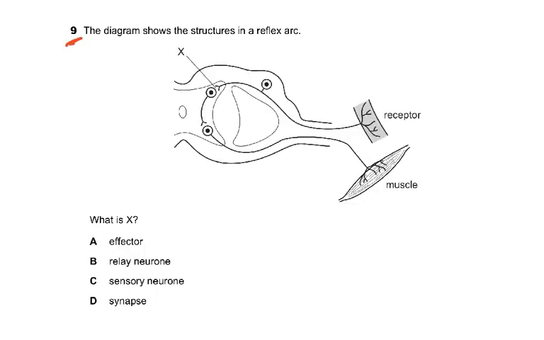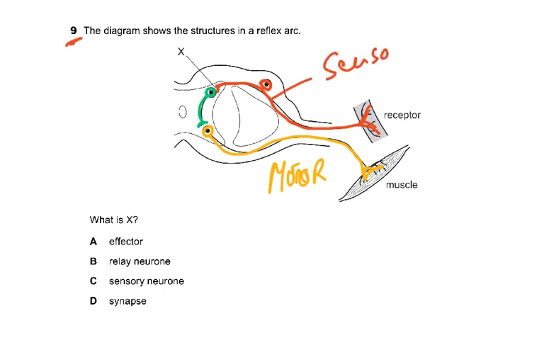Question number 9. The diagram shows the structures in a reflex arc. So if this is the receptor, then this is the sensory neuron. And the cell body is in the dorsal root ganglion. And then this is the relay neuron. And then this is the motor neuron. M for motor, M for muscle, it goes to a muscle. I'm just revising it with you all. So motor neuron, sensory neuron, and the green is the relay neuron.